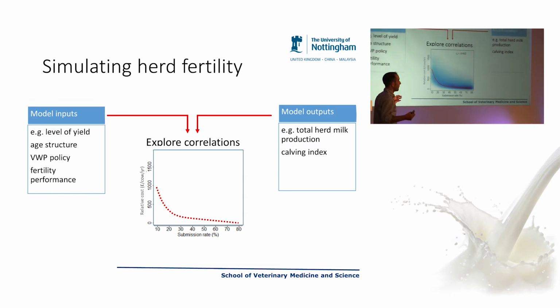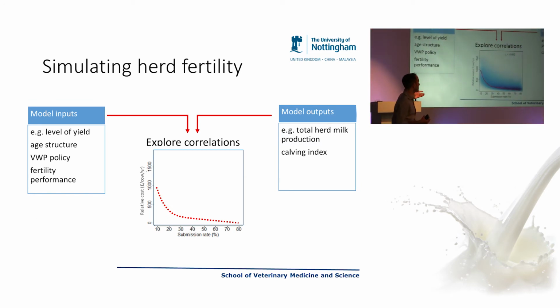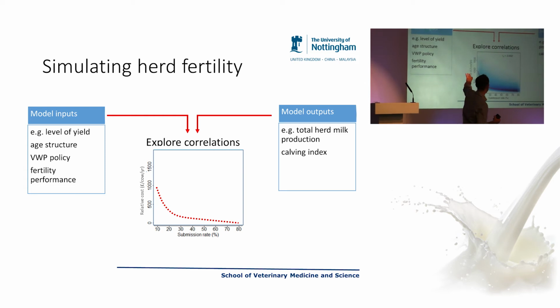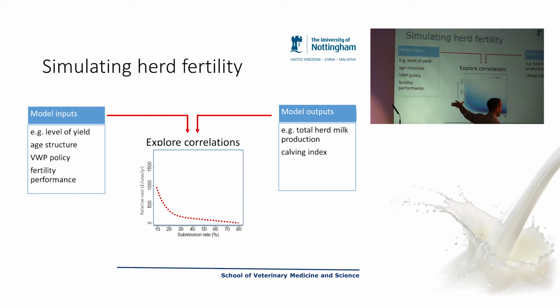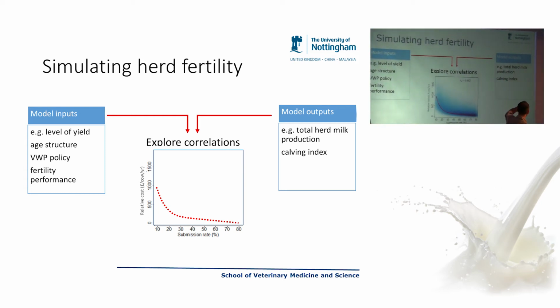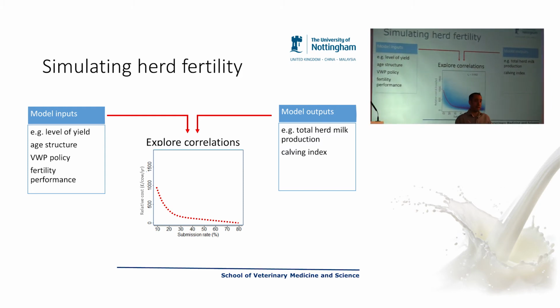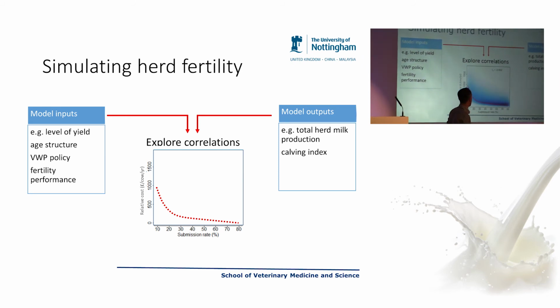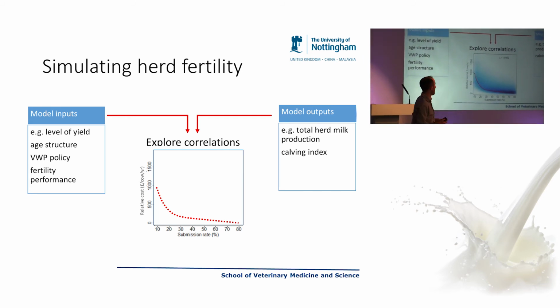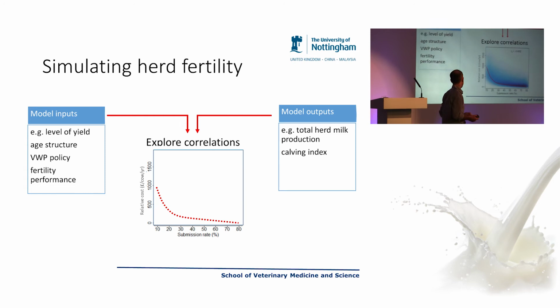The idea there is that you've then got, for each imagined or simulated herd, a set of inputs. So is it a high yielding or low yielding herd? Is their fertility good or bad? And you've got your output, overall how much milk did they produce? And then you can start to look for correlations between those two things. So it gives you a way of understanding how the two things are related. So in this sense, we're particularly interested in how fertility performance is related to some economic measure of success.